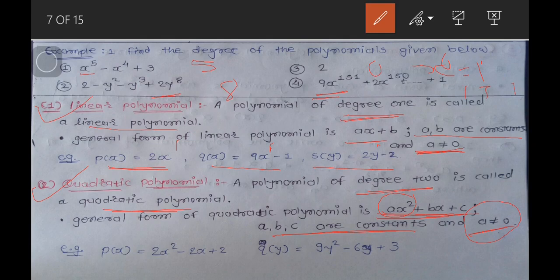Some examples are given below. P of x is equal to 2x raised to 2 minus 2x plus 2. It is a quadratic polynomial. And q of y equal to 9y square minus 6y plus 3. Here you can see that the variable has the highest power 2, and it is the degree of the polynomial, and the degree of polynomial is 2. Then we can say that the given examples are examples of quadratic polynomials.